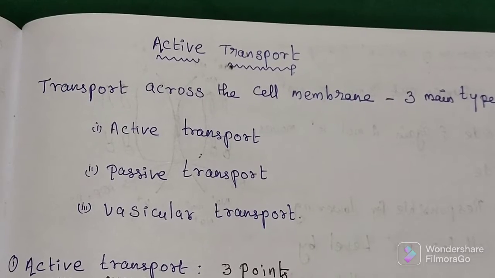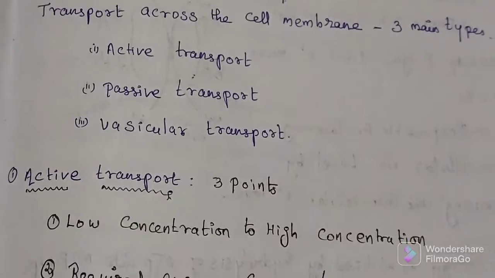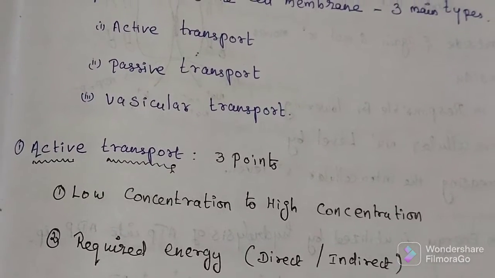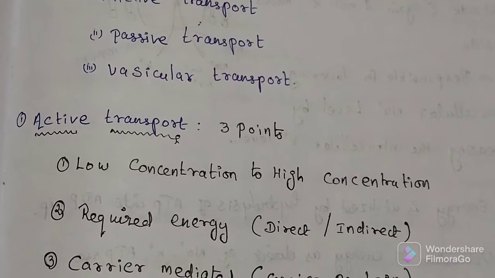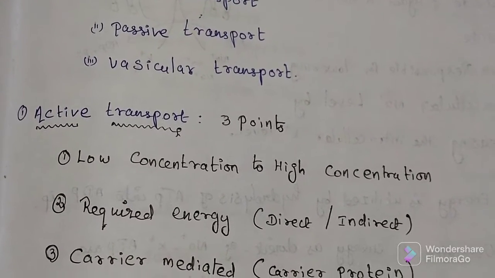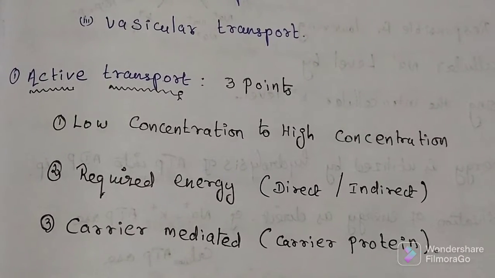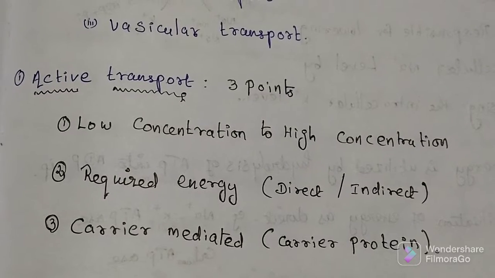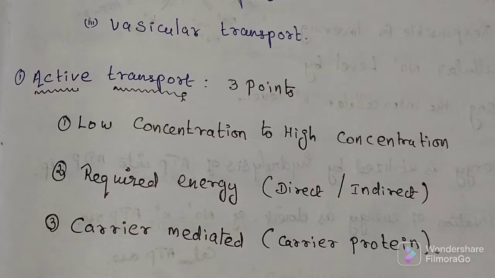Now we will discuss active transport. Three points are important. The first one is lower concentration to higher concentration. The second point is it requires energy, with direct or indirect utilization of energy. The third point is it is carrier mediated.